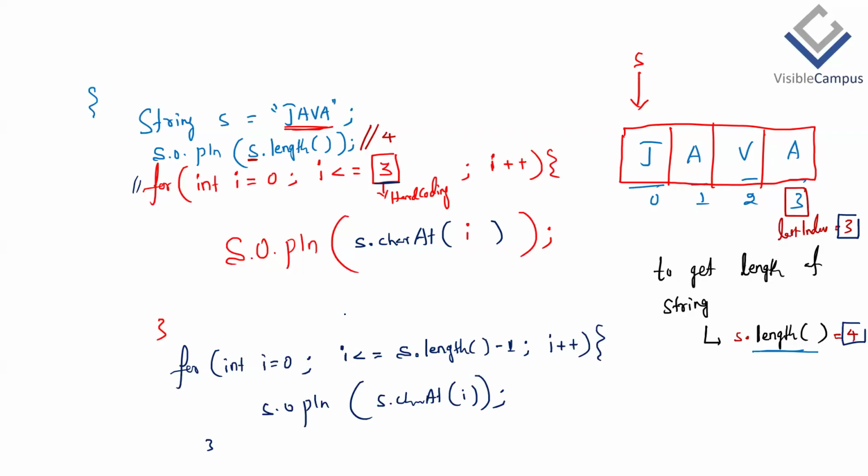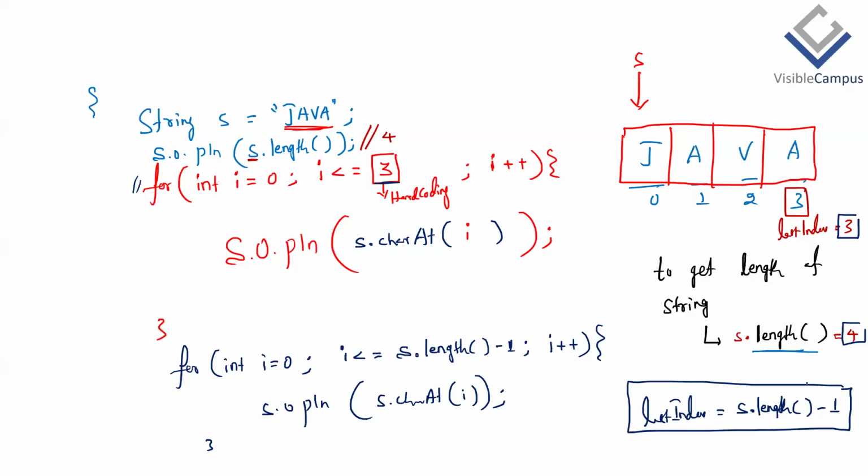Understood? Any questions, please? Yes, sir. So here, the last index will always be the string object dot length method minus 1. It's a relation. Clear now? Yes, sir.